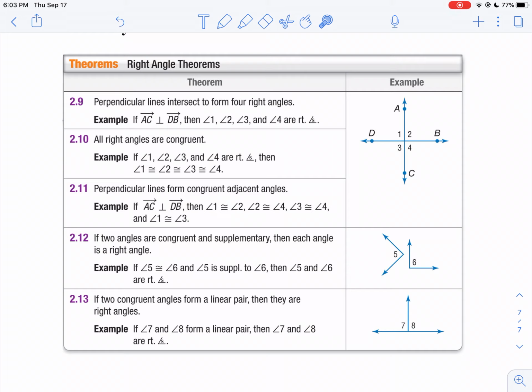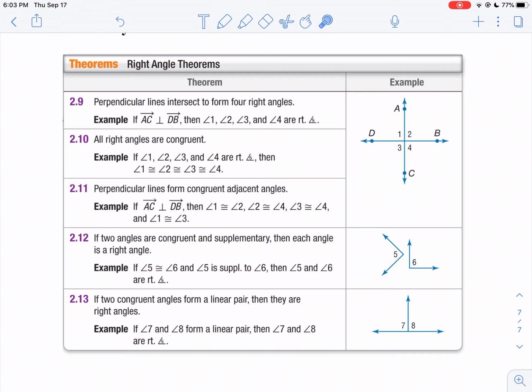If we have perpendicular lines, we know they form congruent adjacent angles. So if you have 2 perpendicular lines, since we know we have 4 right angles, we know all right angles are congruent. We know angle 1 and angle 2 are going to be congruent.